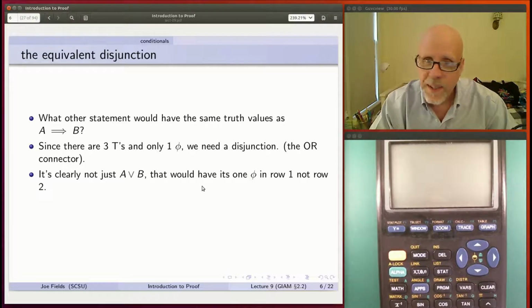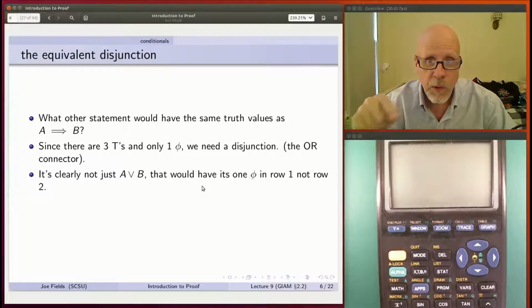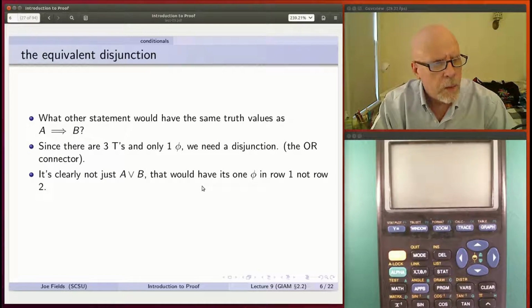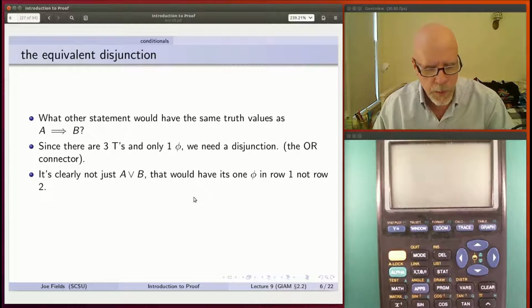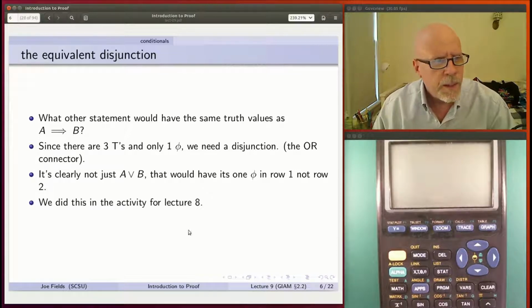Of course, it's definitely not just A or B, because that one would have the single false up in the very top row, right? A or B. That's not true. It would have its one, not in row 1, but in row 4. But anyway, not in row 2, which is where we'd hope it to be. Well, we did this sort of thing in the activity for lecture 8, so I won't hold you in suspense. It's this. It's not A or B.